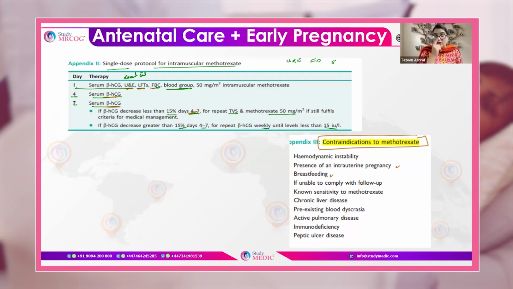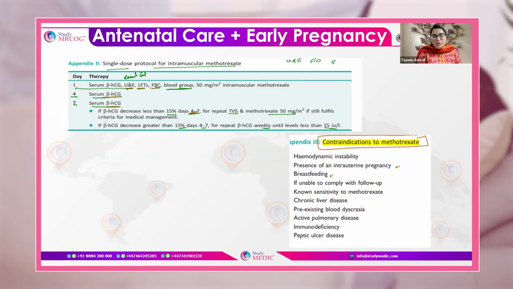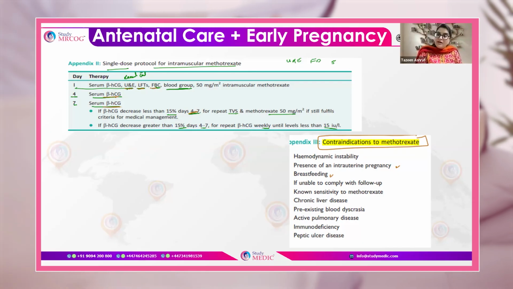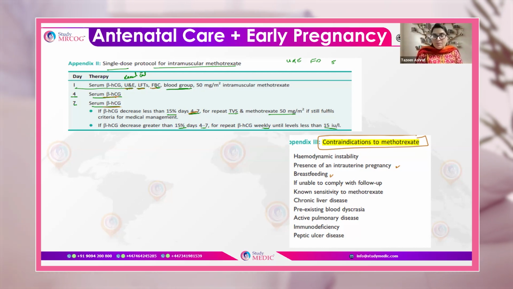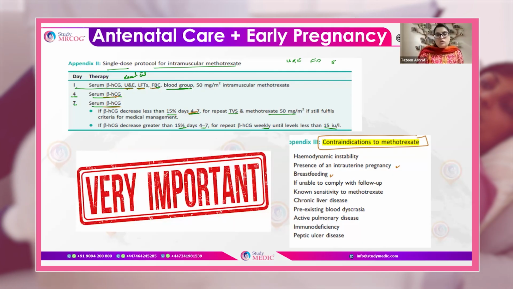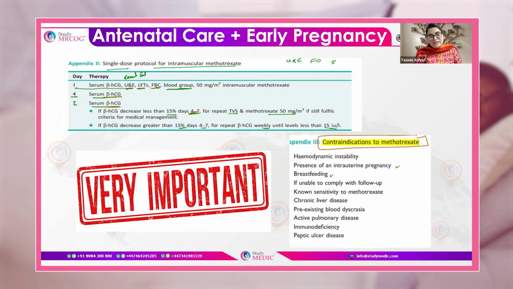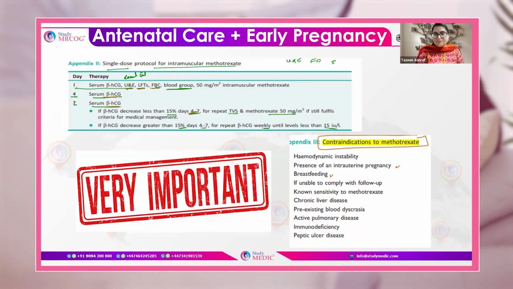So we need to rule out the presence of blood dyscrasias, as methotrexate already causes myelosuppression. Active pulmonary disease, if it is there, is also very important that we should keep in mind, and peptic ulcer disease should also be kept in mind. So how to follow up and what are the contraindications of methotrexate? They are very important, so it should be kept in mind.